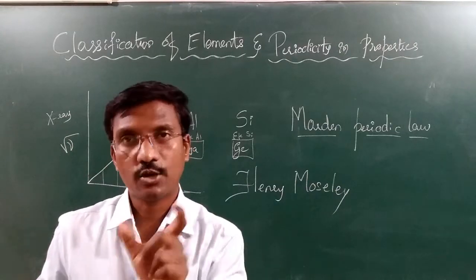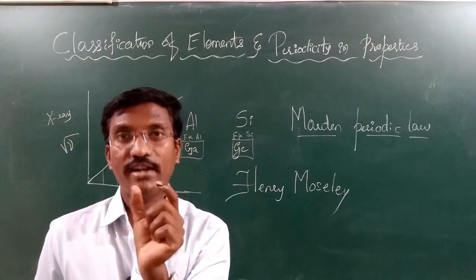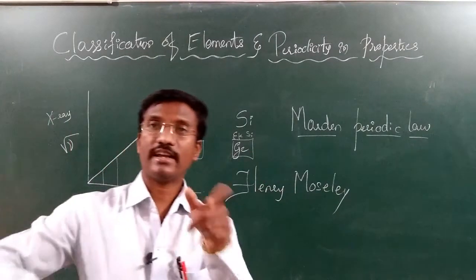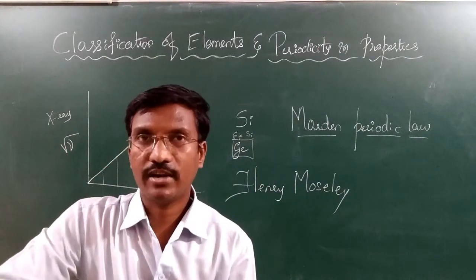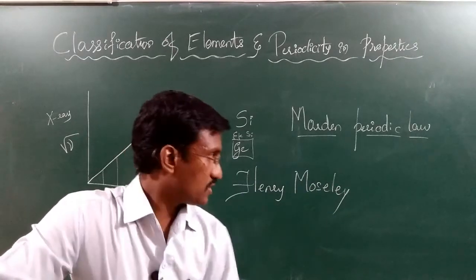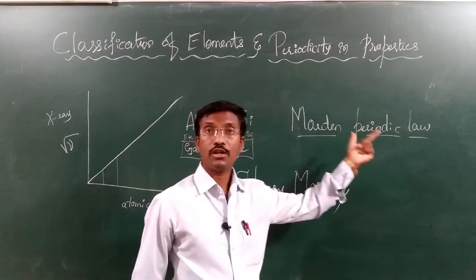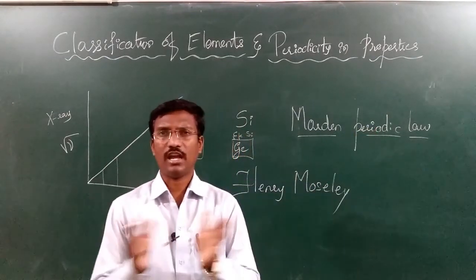Here we are using the atomic number. That is the only one word difference between the modern periodic law and Mendeleev's periodic law. Are you getting this one? Don't get confused, this is very much important. If they ask, probably they will ask you the modern periodic law only. But those are almost similar.